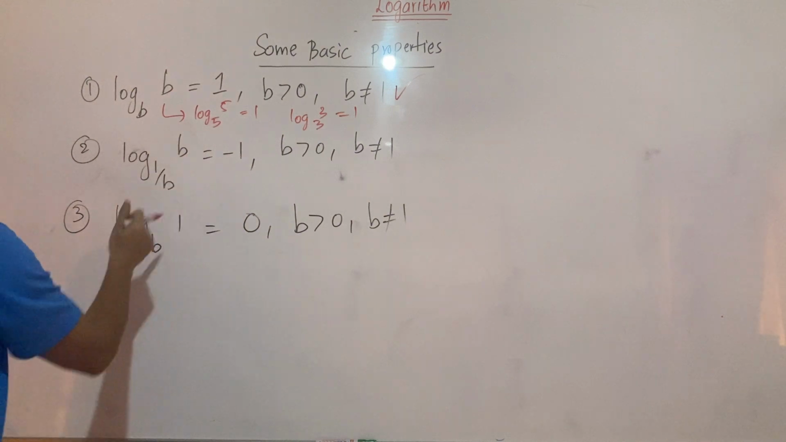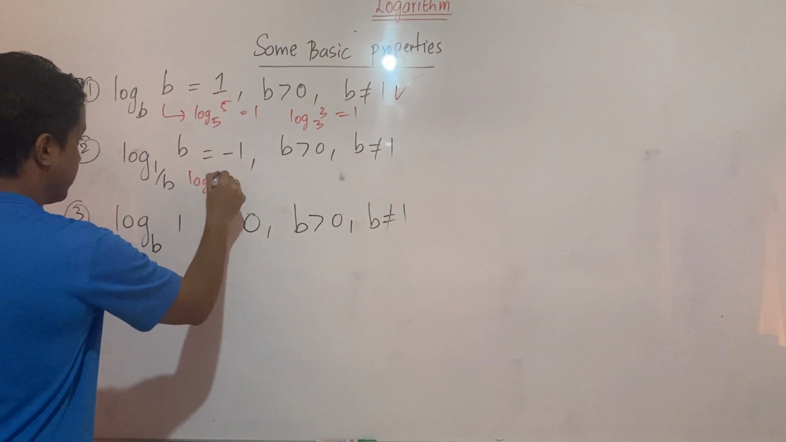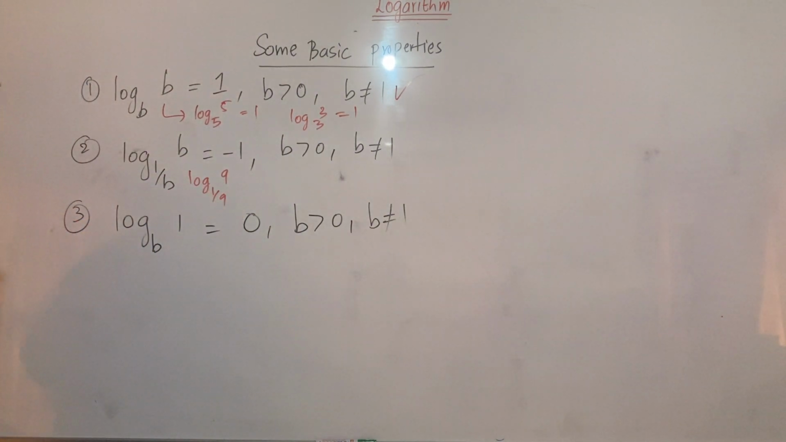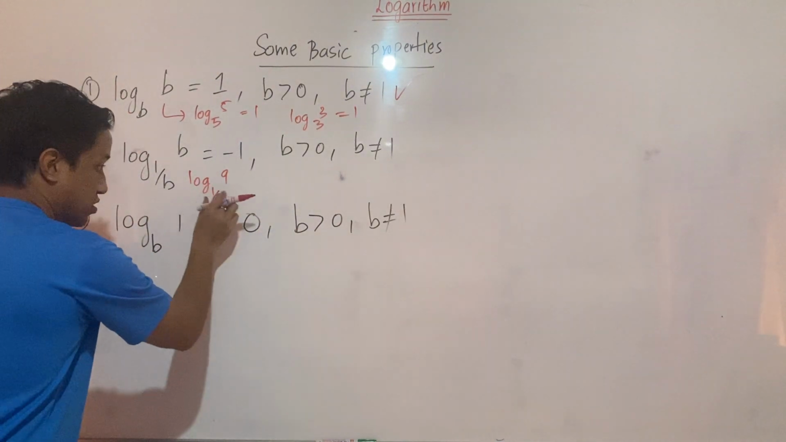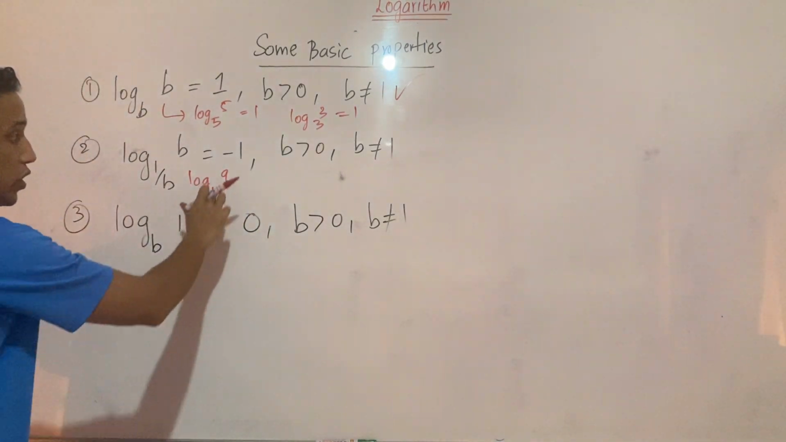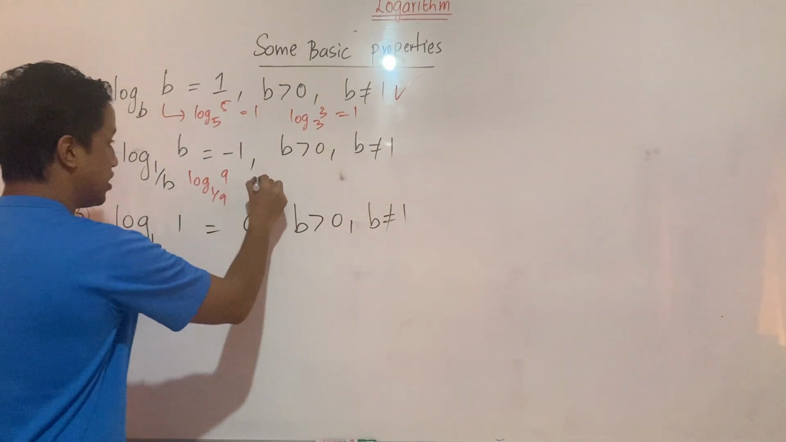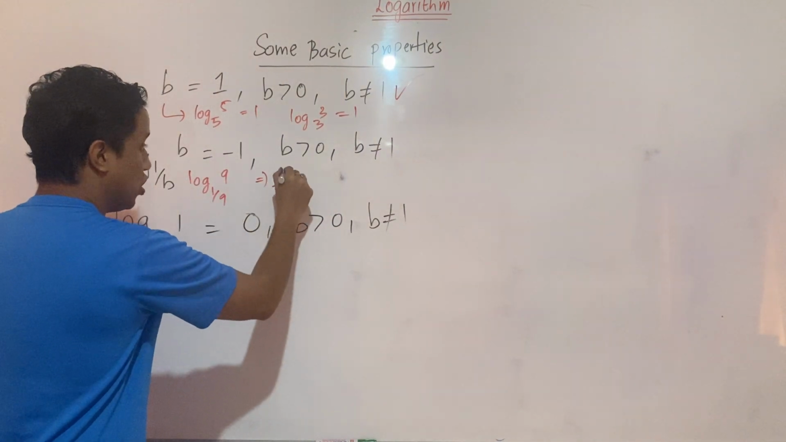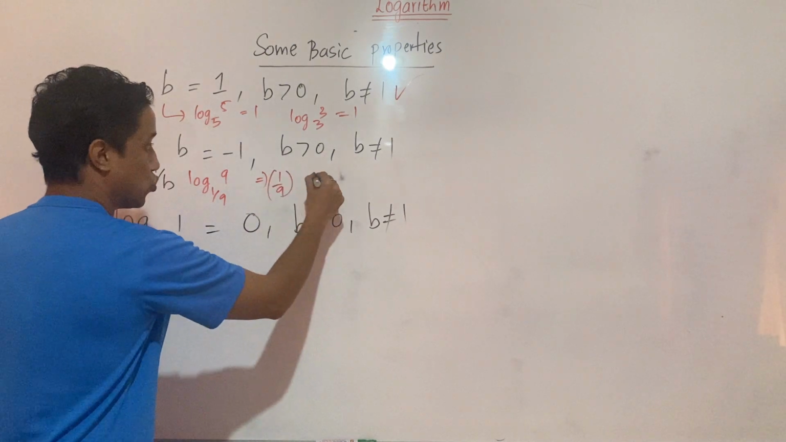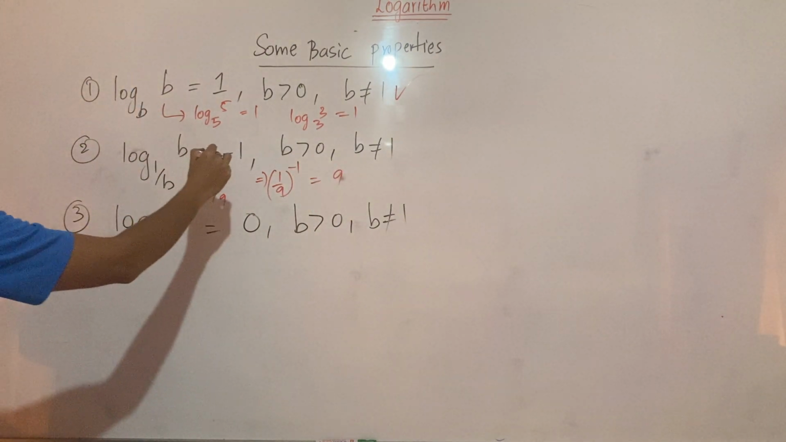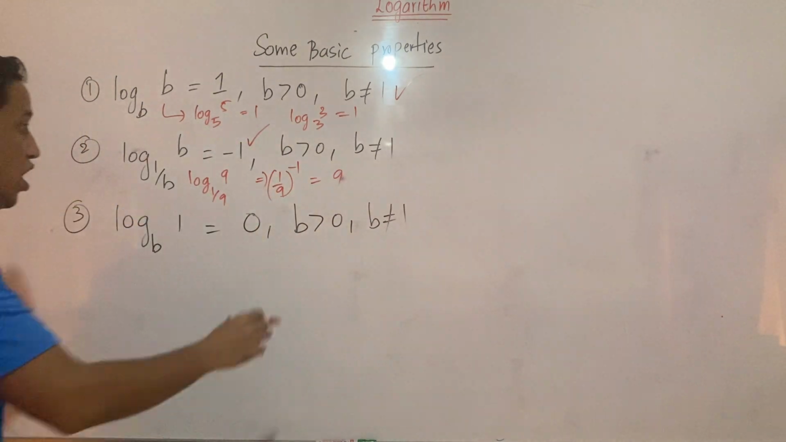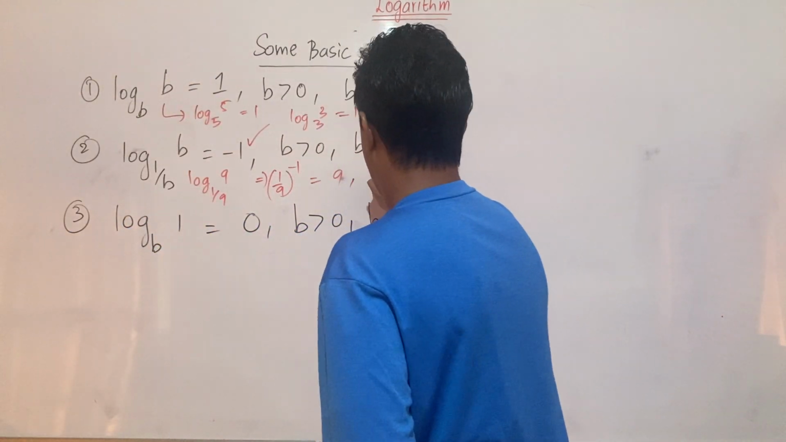Okay, come to this log of 9 to the base 1 by 9. Now, what power should I raise this base to get 9 as my answer? Now see here, 1 by 9, what power should I raise it to get 9 as my answer? So it should be -1. So see here, true.